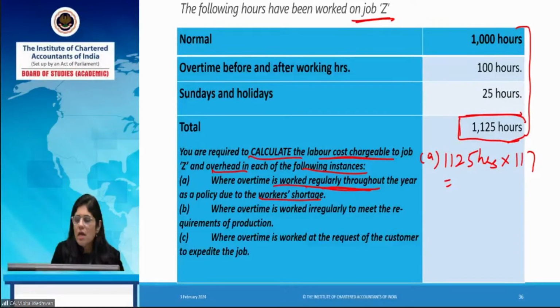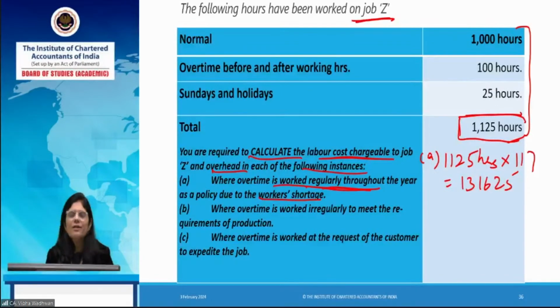All right. So in the first case, it's 1125 hours into 117. Can you tell me the labor cost, students? 1125 into 117. So 131625 is the labor cost for job Z. Everything is allocated to job Z because overtime is a normal thing in the organization. Now second, overtime is worked irregularly to meet the requirements of the production.